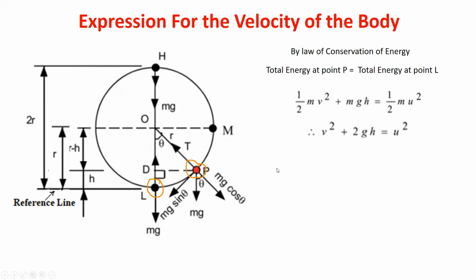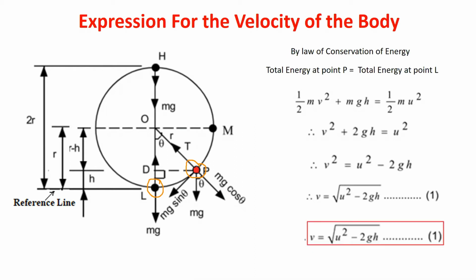Now multiplying throughout by 2 and cancelling m, we get v square plus 2gh is equal to u square. Therefore, v square is equal to u square minus 2gh. Therefore, v is equal to root of u square minus 2gh. We are calling that equation number 1, and I'll suggest you to write that in your notebook. Write down this equation in your notebook.